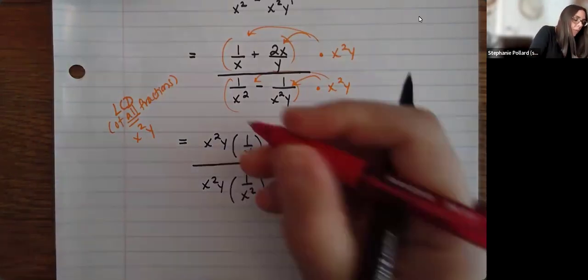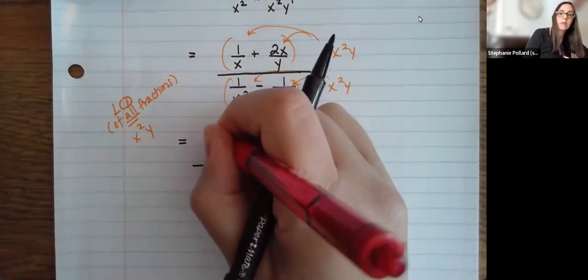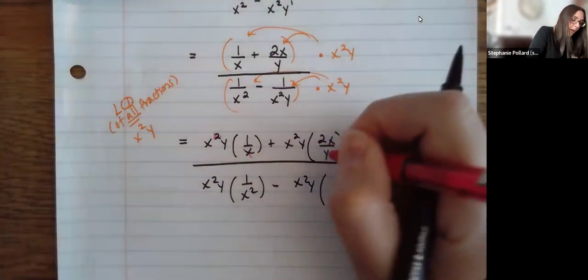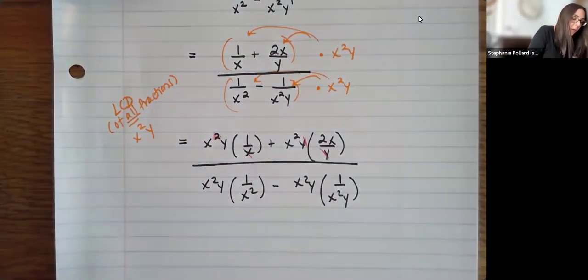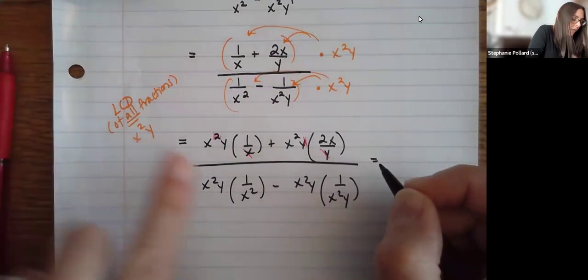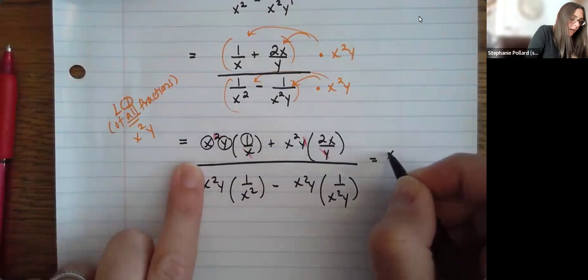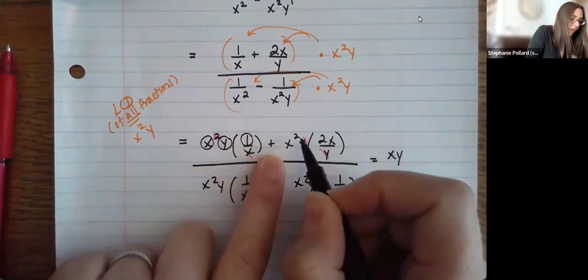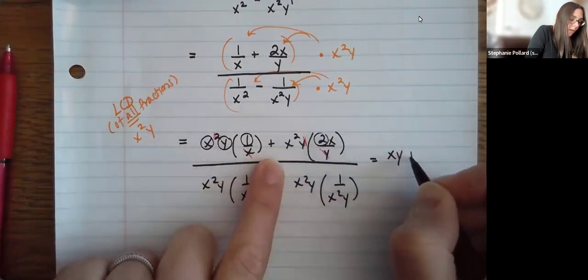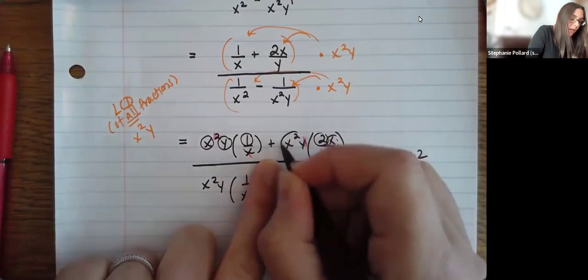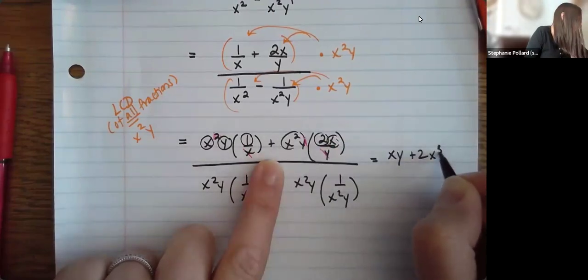Now what happens here is one of your x's will cancel. In this case, your y will cancel. So in the numerator right now, I have an x left, a y, and a 1. So that's going to be xy here. And then in this case, I have a 2, and x times x squared is going to be x cubed.